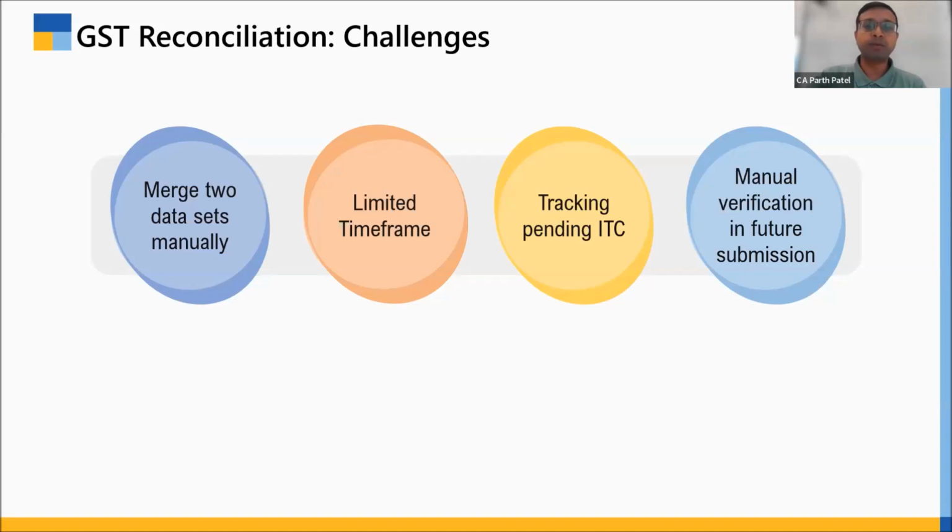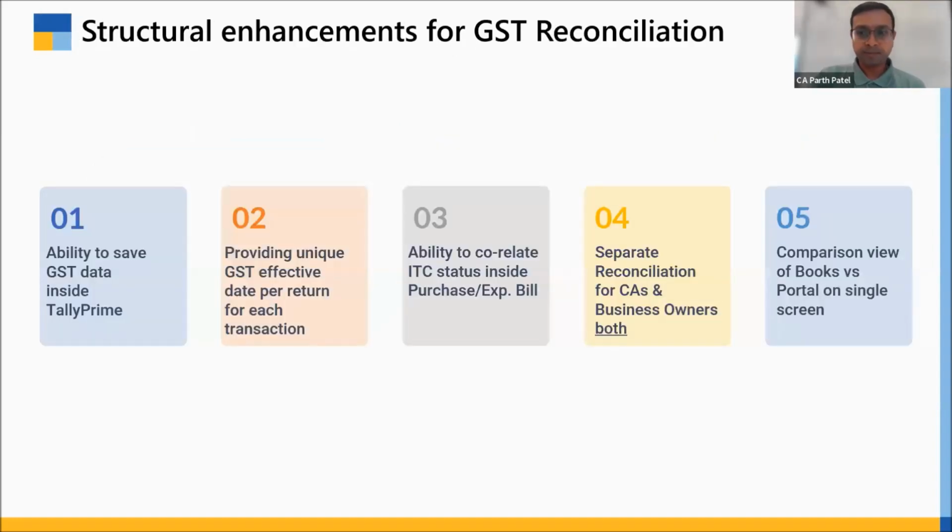So yes, these are the 4 common challenges that we find from across the country, and on that basis we have enhanced some structural capabilities in TallyPrime. Let's look at the capabilities. There are 5 critical capabilities which are enhanced in TallyPrime 3.0 to support reconciliation, to maintain the efficiency, simplicity, reliability, and flexibility of the reconciliation which everybody is used to doing.